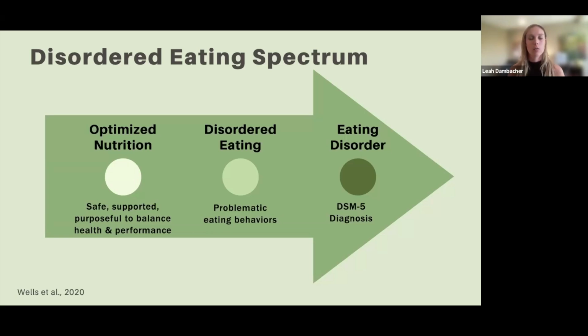So this might look like restricting, not eating around their peers. You might start to see some of these problematic behaviors pop up in your athletes. And what we want to prevent is these disordered eating patterns becoming a full-blown eating disorder. And this is a state where the individual might need a higher level of care. They might need some treatment to see a dietitian. And so again, we want to keep athletes in the optimized nutrition realm and prevent the path of disordered eating along the spectrum.